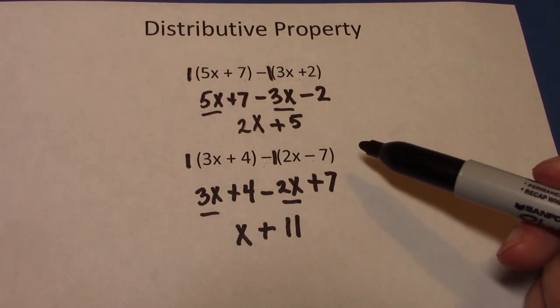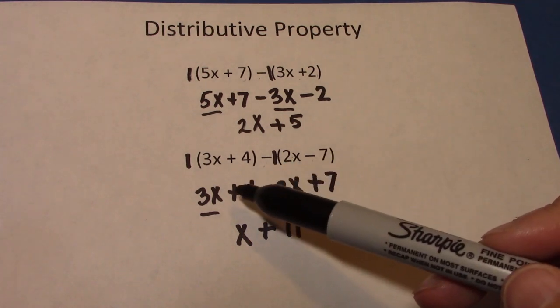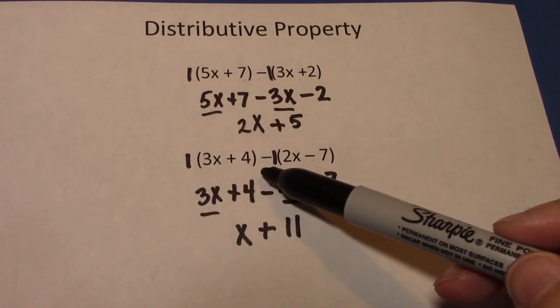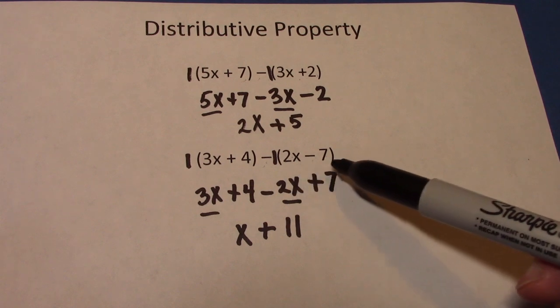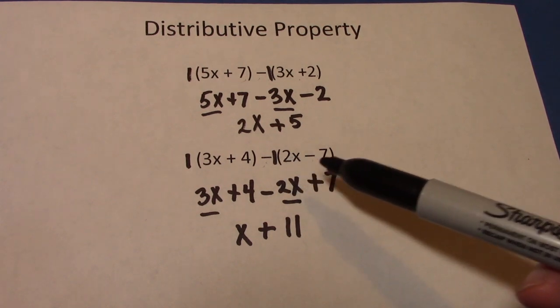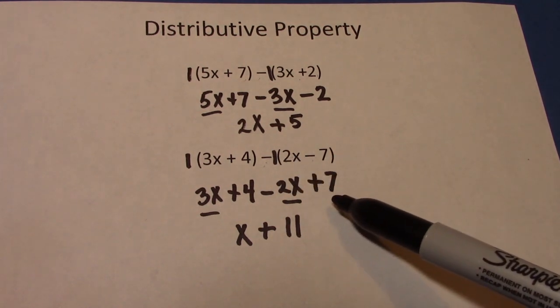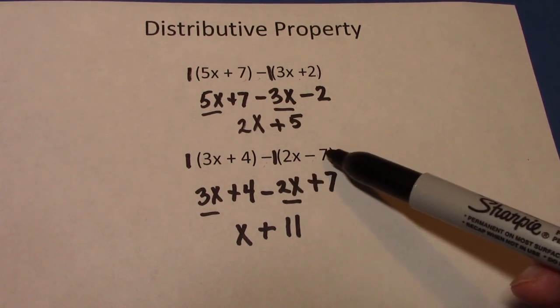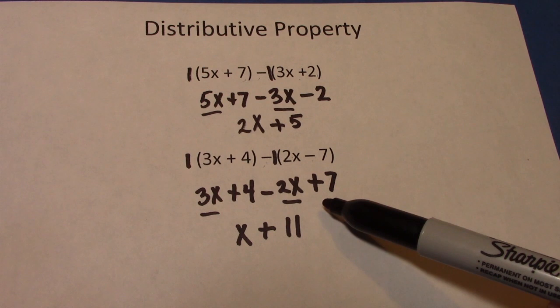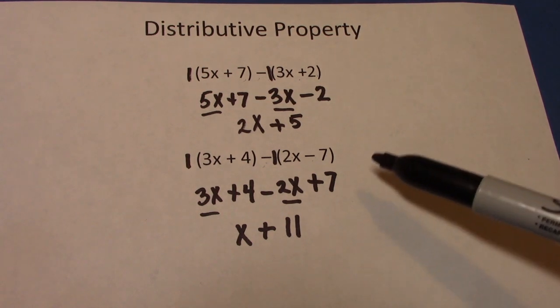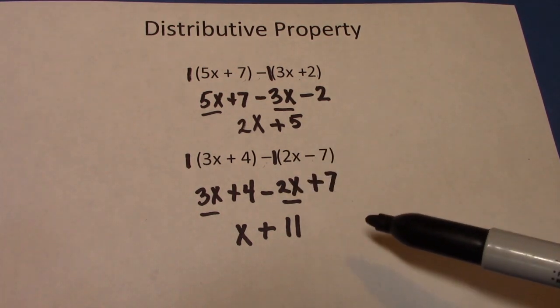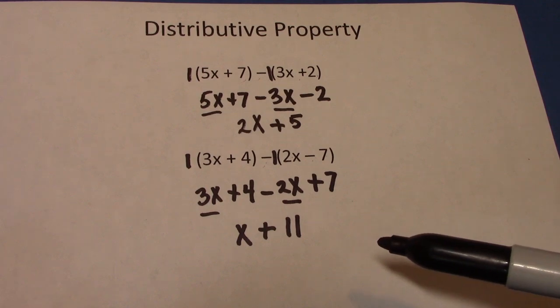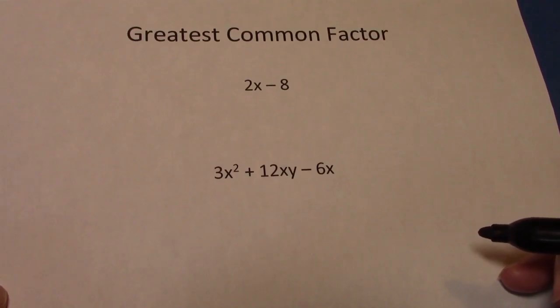So there is a little bit of a shortcut if you want to consider it this way. When you have a subtraction of terms that are in parentheses, you are essentially just going to change the sign of each one as you drop the parentheses. Positive 2x became negative 2x, negative 7 became positive 7. Either way you want to think about it, but really the distributive property is what's going on and what makes that work. Now let's talk about greatest common factor.